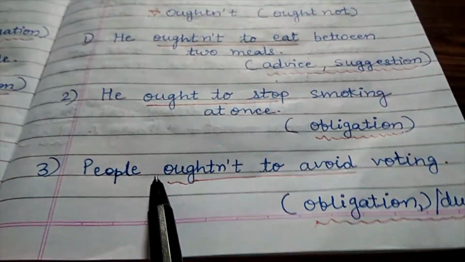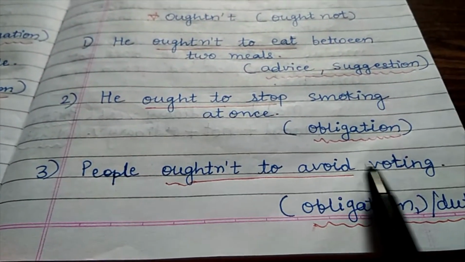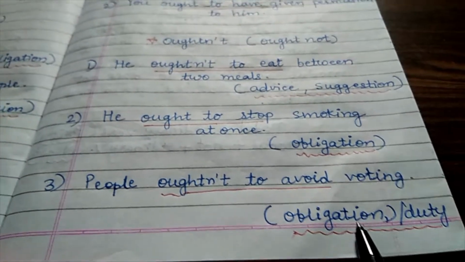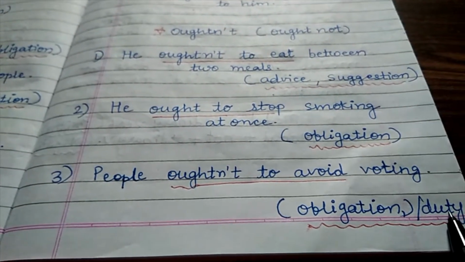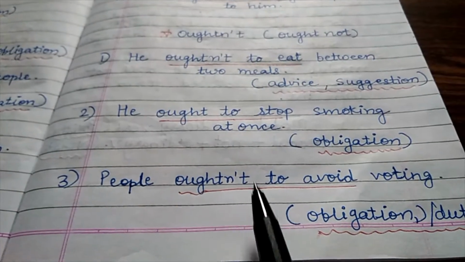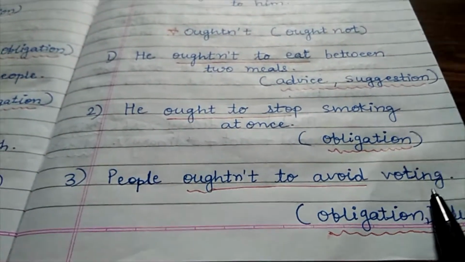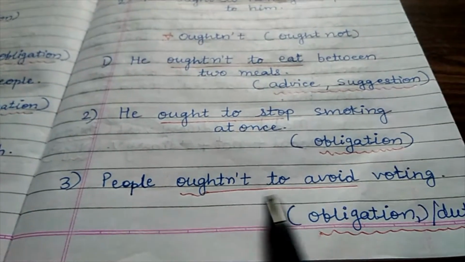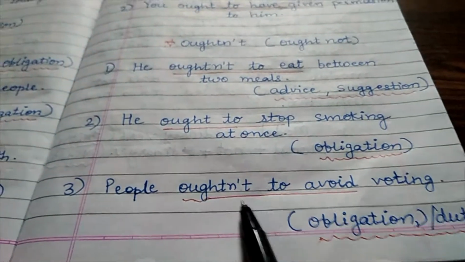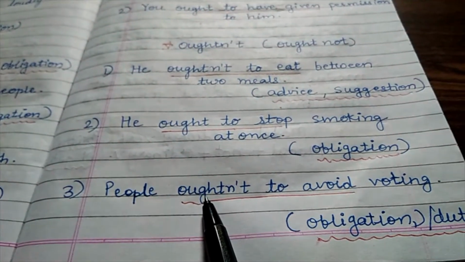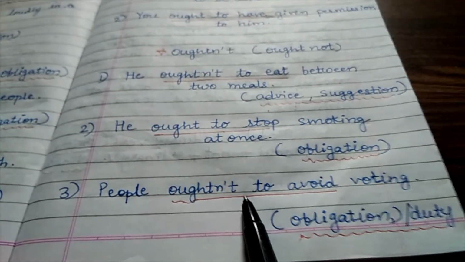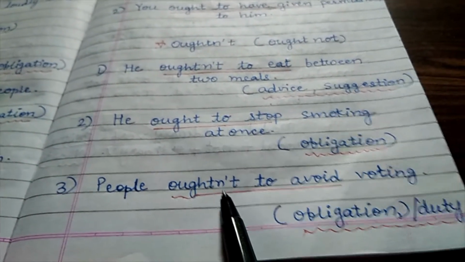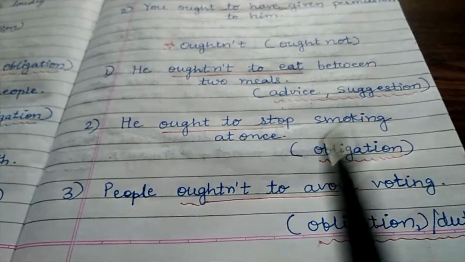Next example, people oughtn't to avoid voting. Now here it shows obligation or duty, means people should do voting, or people oughtn't to avoid voting, means it is our duty to do voting. So to show obligation or duty, the modal auxiliary oughtn't is used.